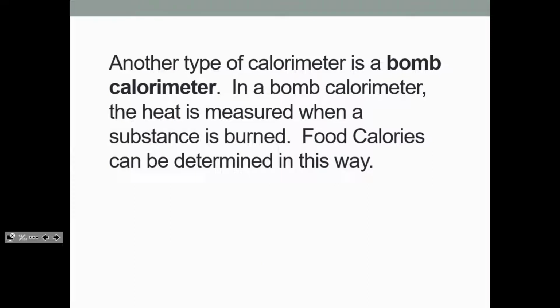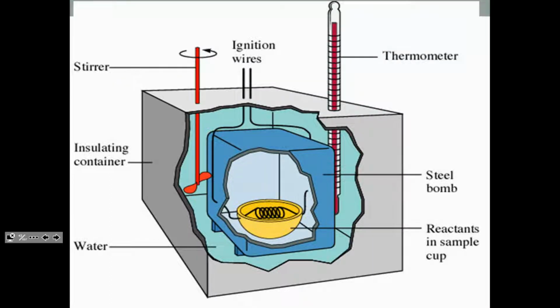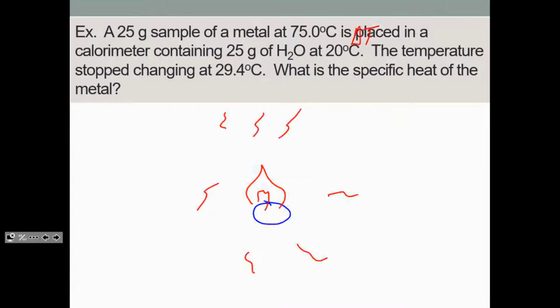Another type is a bomb calorimeter. In a bomb calorimeter, we look at the burning of food, and from this we can actually determine food calories, which we see on food labels. So here's a picture of a bomb calorimeter. You would throw in food here. You would produce a flame, and the heat would radiate into the water. And then once again, you would have a delta T, a change in temperature.